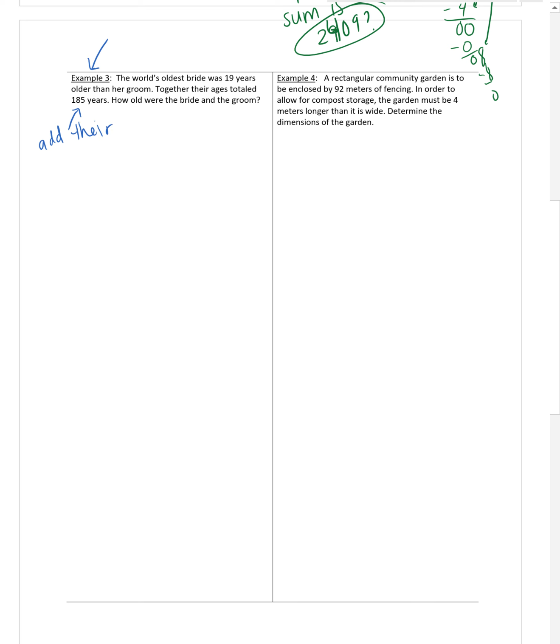There. Now, sometimes it helps to make notes to yourself, just to get closer from the words to math. When you add their ages, you get 185. That kind of helps. Sometimes it helps to write things like that down. How old were the bride and the groom?